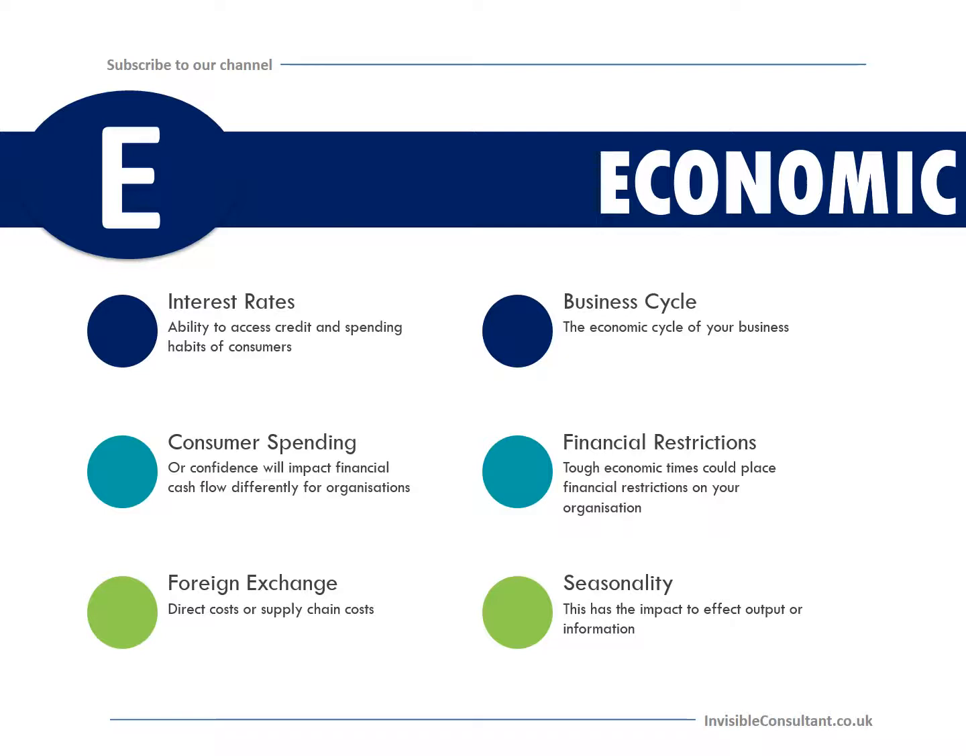This will impact financial cash flow differently for organisations. We've got foreign exchange. Depending on where your project or organisation is operating, the direct costs or supply chain may be impacted by foreign exchange rates. And loosely tied to this, of course, is local and international trade. The business cycle. So consider the economic cycle of your organisation. Financial restrictions. So tough economic times could place financial restrictions on your organisation. And seasonality. This has the impact to affect output or information.